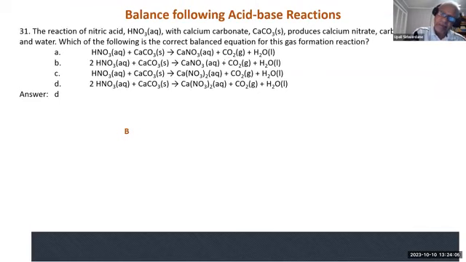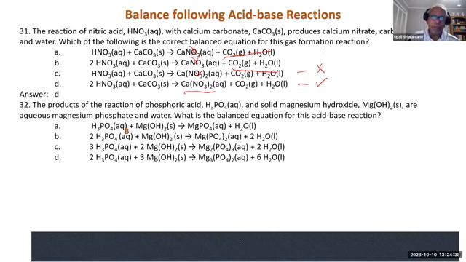Now you should be able to balance gas formation reaction. Carbon dioxide and water is produced. You check the formula. Calcium nitrate is this. This is wrong for calcium nitrate. This is wrong. This is correct. But this equation is not balanced. Out of these two, this is the only balanced equation. Therefore, answer is D.